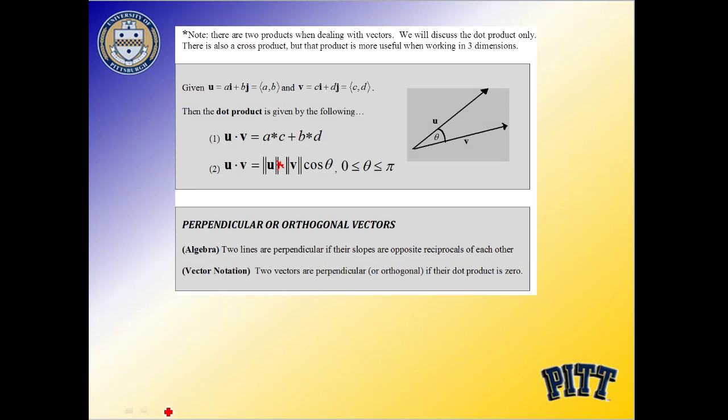Perpendicular or orthogonal vectors. In Algebra 2, lines are perpendicular if their slopes are opposite reciprocals of each other. That's how we define them in algebra, and how we would say that two lines are perpendicular. In vector notation, some books say perpendicular vectors, others will say orthogonal. They are the same thing. Two vectors are perpendicular if their dot product is 0.